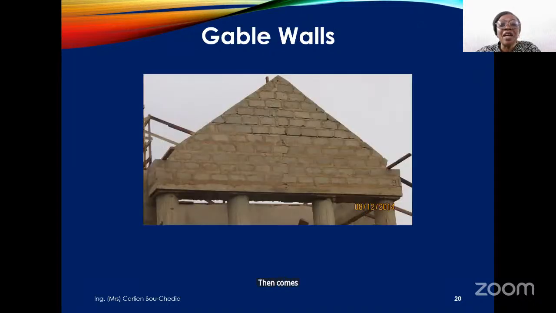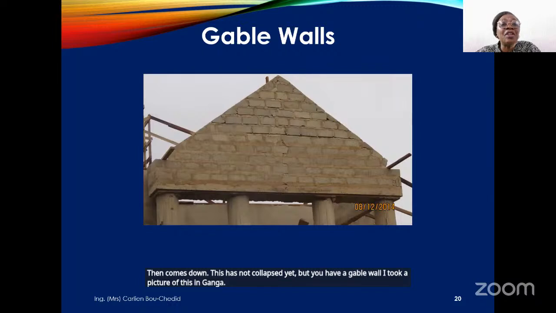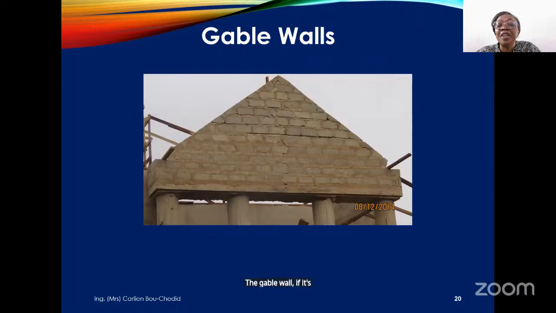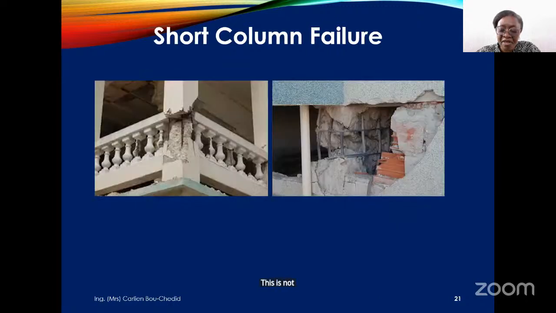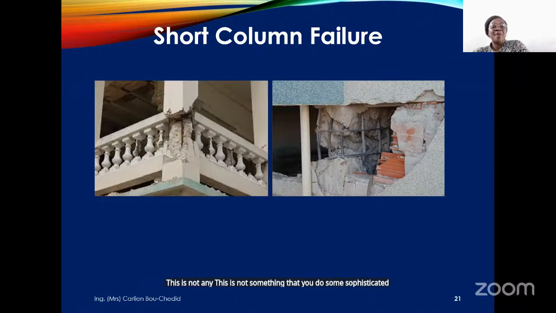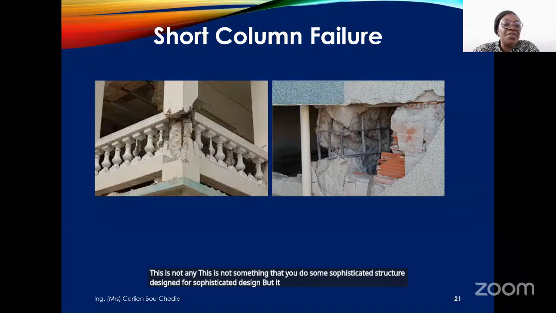This has not collapsed yet, but you have a gable wall. I took a picture of this in Ghana. You have a gable wall. If it's not properly tied at the top, it's going to come down. In fact, gable wall failures are one of the very common things. This is not something that you would do some sophisticated structural design for, but it can cause failure, it can cause death.